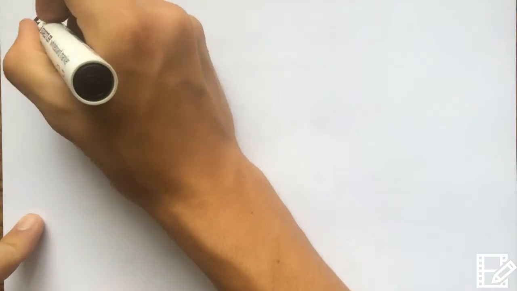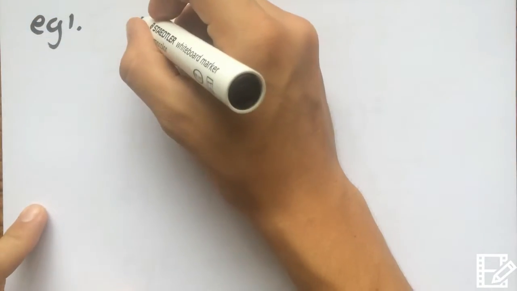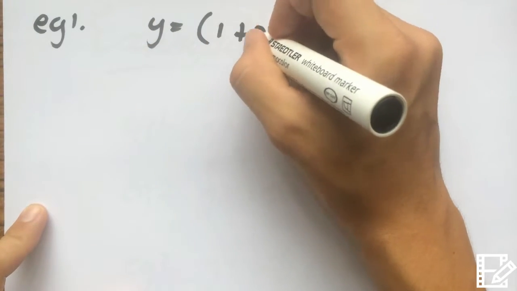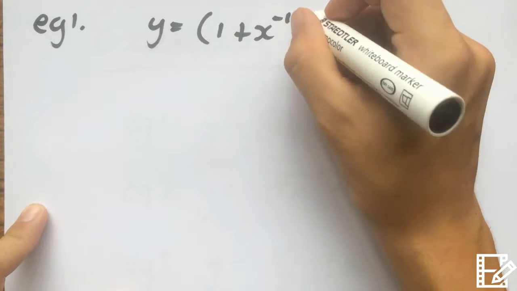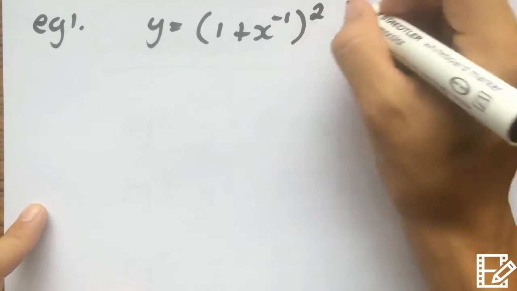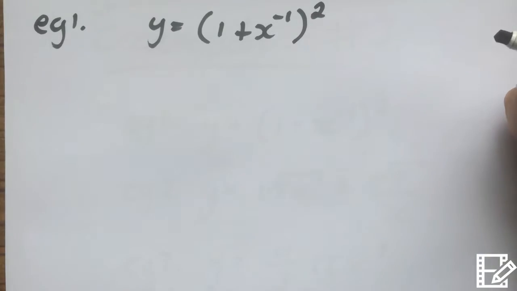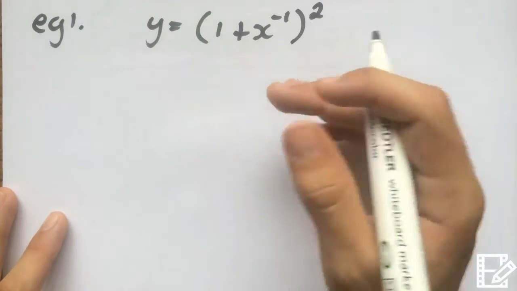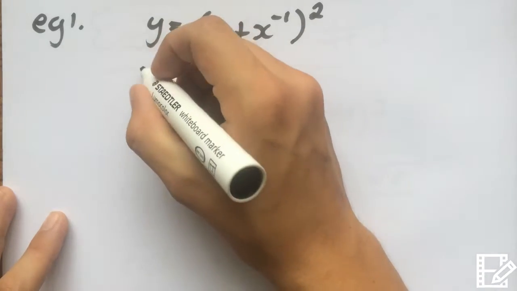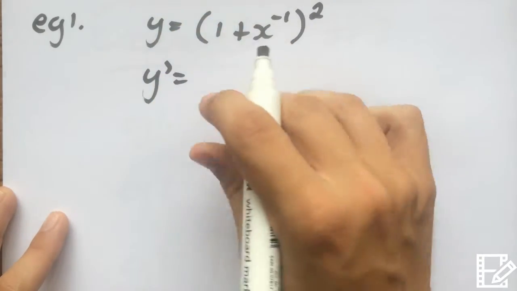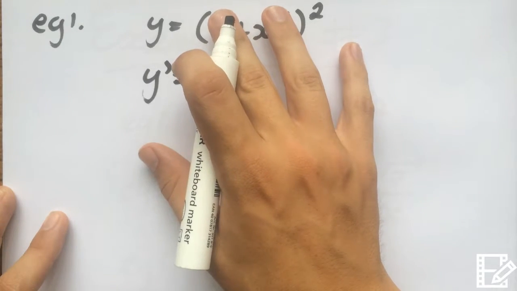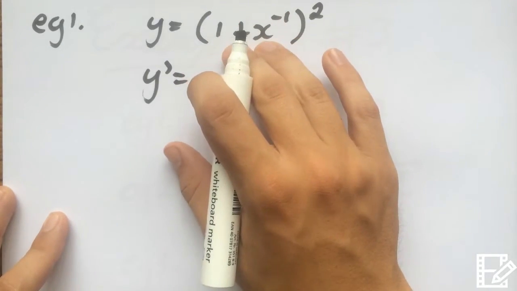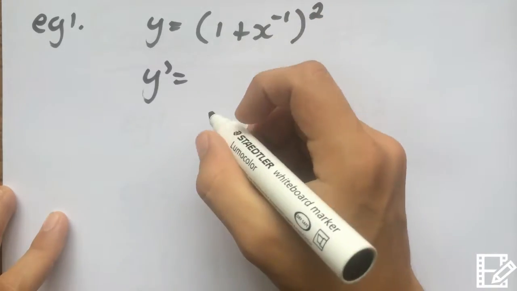So here I have example 1, y equals bracket 1 plus x to the power of negative 1, bracket, and all of that's squared. So I'll be using the chain rule here, no notation, just the techniques of the chain rule. With the chain rule, you derive the outside function while keeping the inside function the same, and then you multiply it by the inside function. That's what we're going to do.